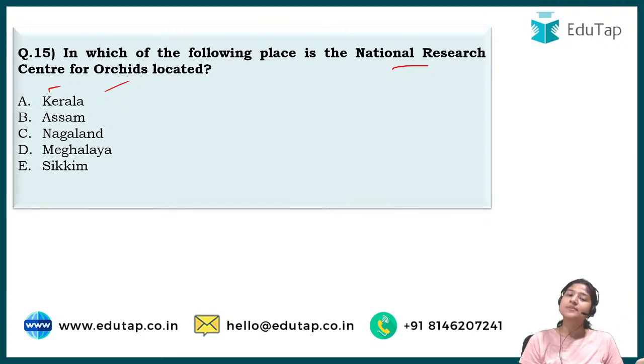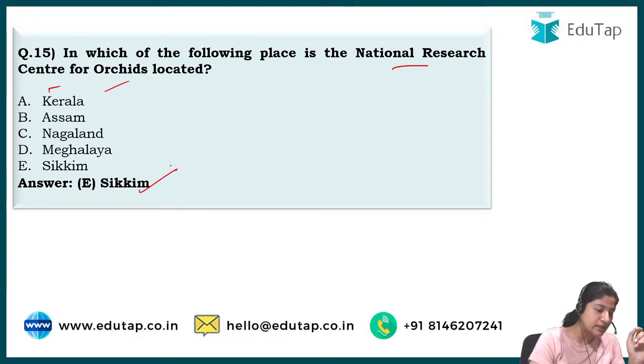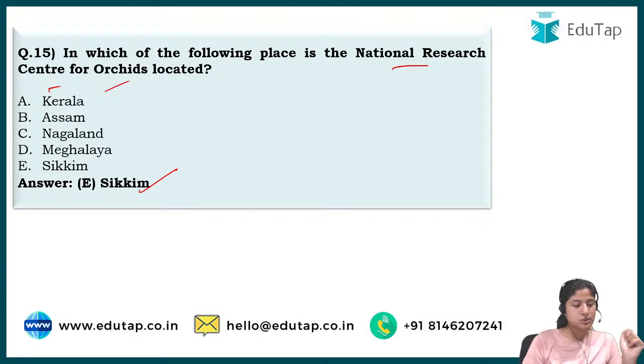So there is a possibility that these kinds of questions can be asked in further examinations as well, and the correct answer to this is option number E, Sikkim. And Subhajyoti was the first one to answer this question.